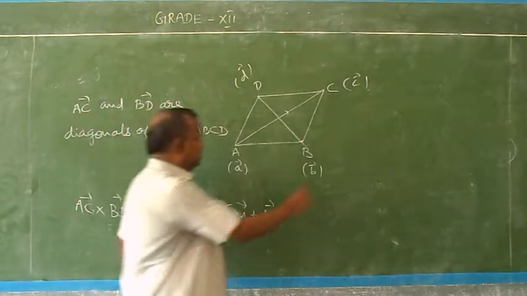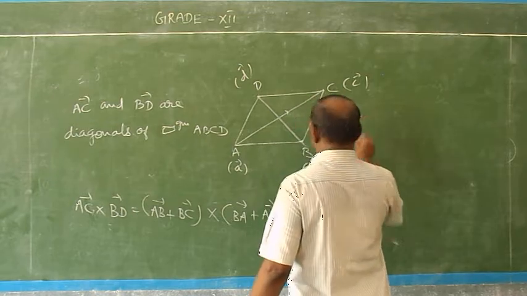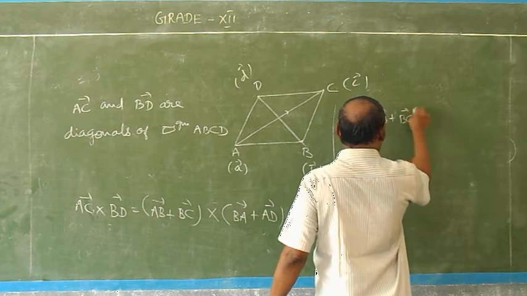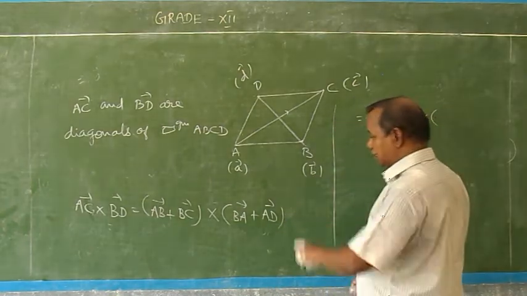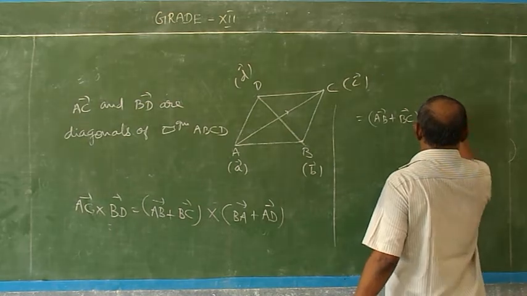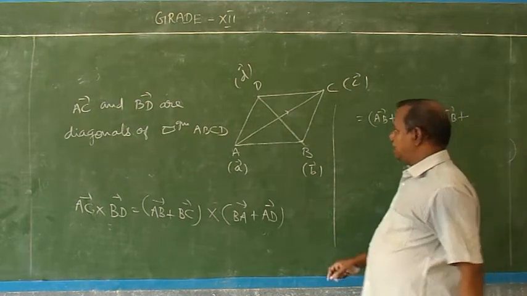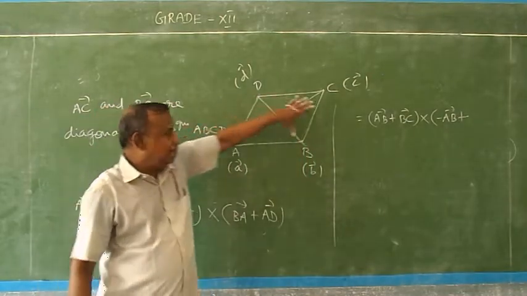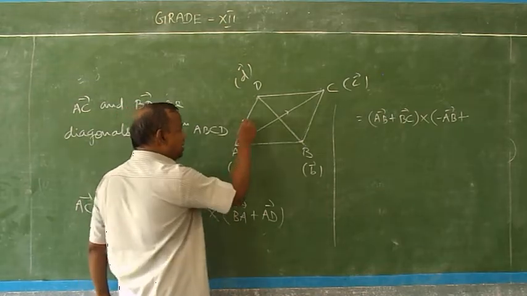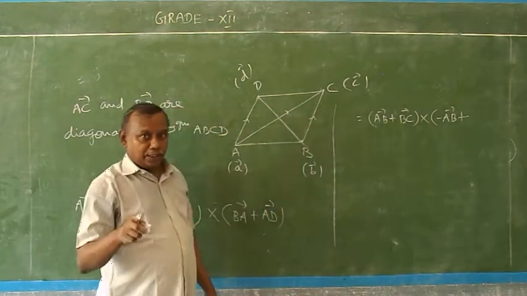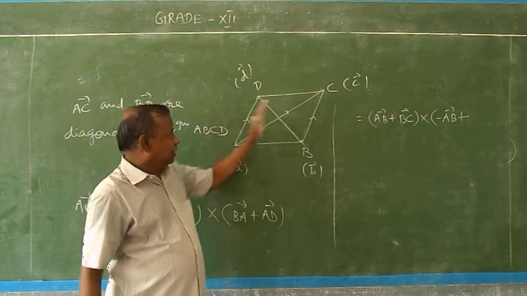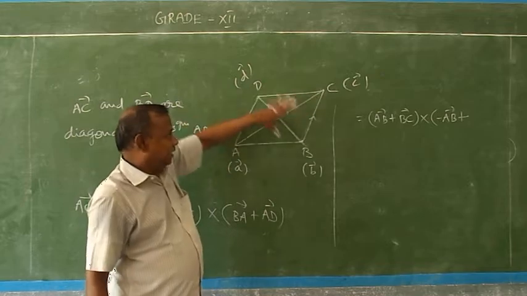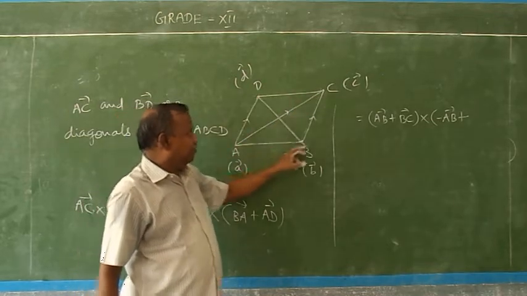Now this is equal to RHS: AB vector plus BC vector, cross BA vector, which is minus AB vector, plus AD vector. AD vector is equal to BC vector because they have the same magnitude, that is the same length, and possess the same direction. Two vectors are equal if and only if they have the same direction and the same length, that is the same magnitude. Therefore, AD vector is equal to BC vector.